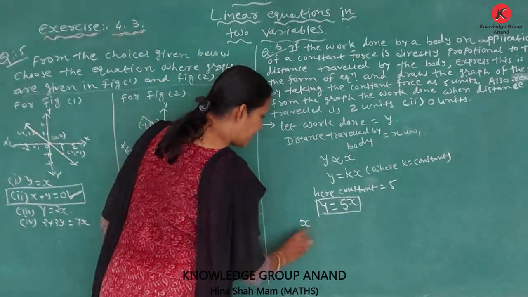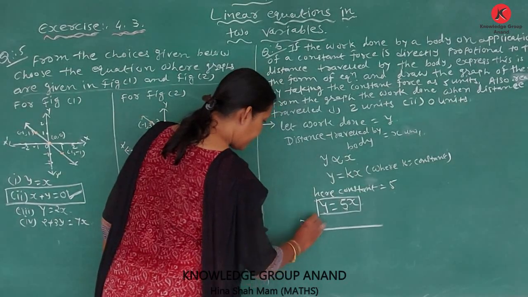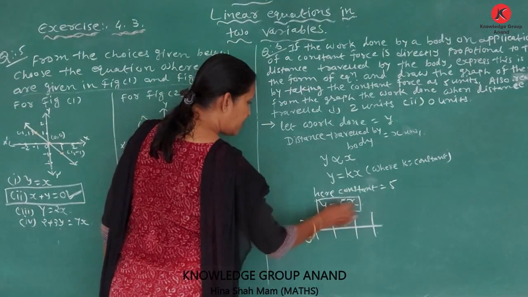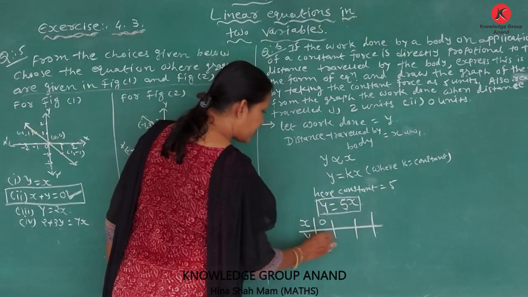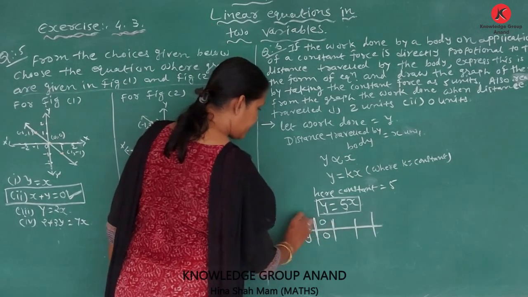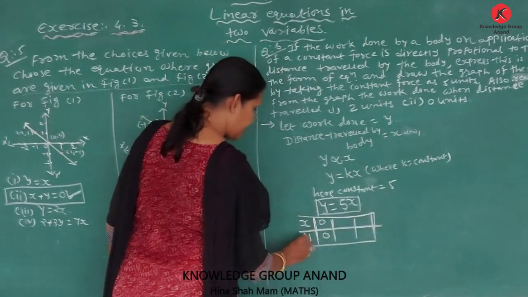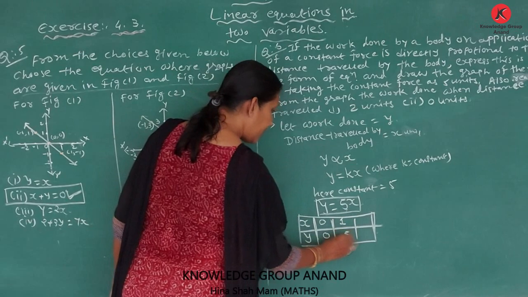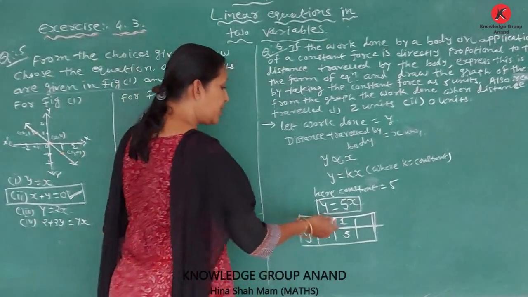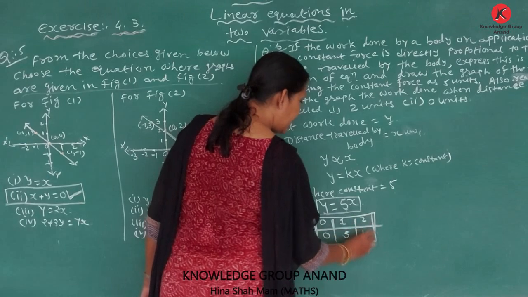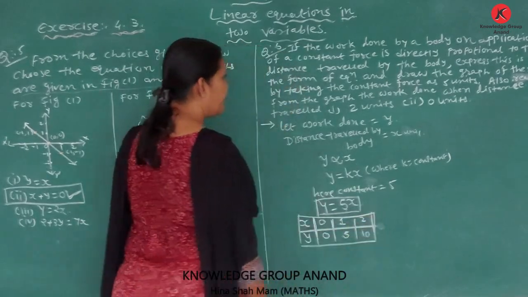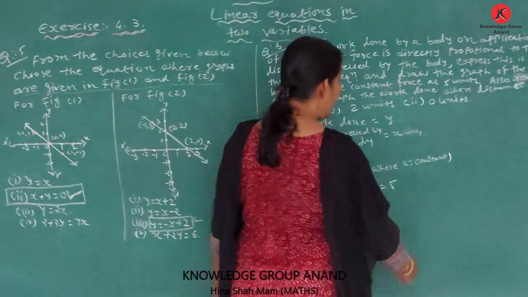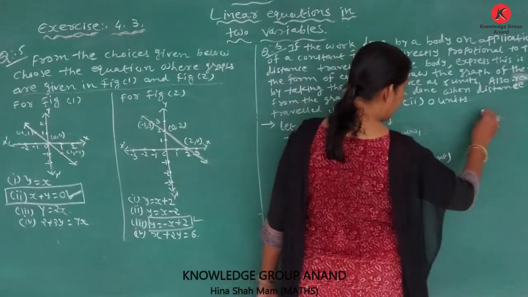We prepare this table, x and y. I am taking only 3 values. Taking x is equal to 0, 5 zeros are 0. x is equal to 1, 5 ones are 5. Suppose you take x is equal to 2, y is equal to 10; x is equal to 3, y is equal to 15. Otherwise, you can take any values. Now draw the graph.